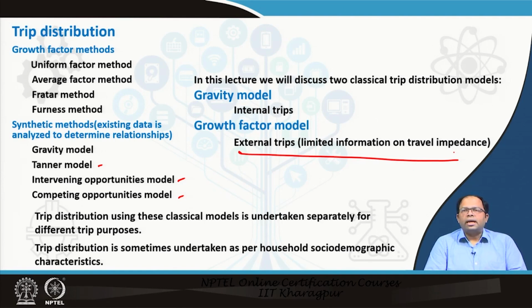So, that is why we categorize the trips into different purposes. Trip distribution is also sometimes undertaken as per household socio-demographic characteristics. Why? Because if you understand the 4 stages, we start with production, and then trip distribution, then the mode choice, and then the route choices and so on.